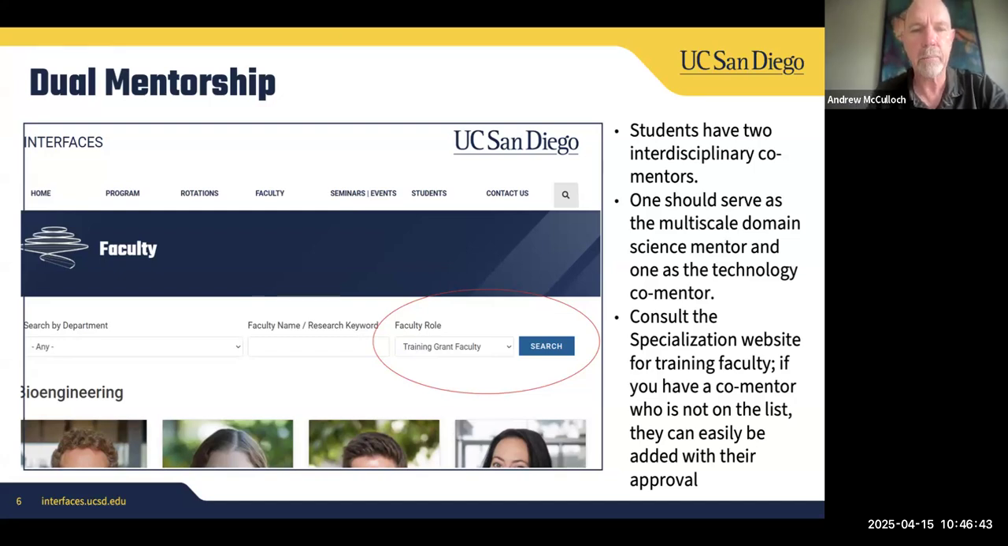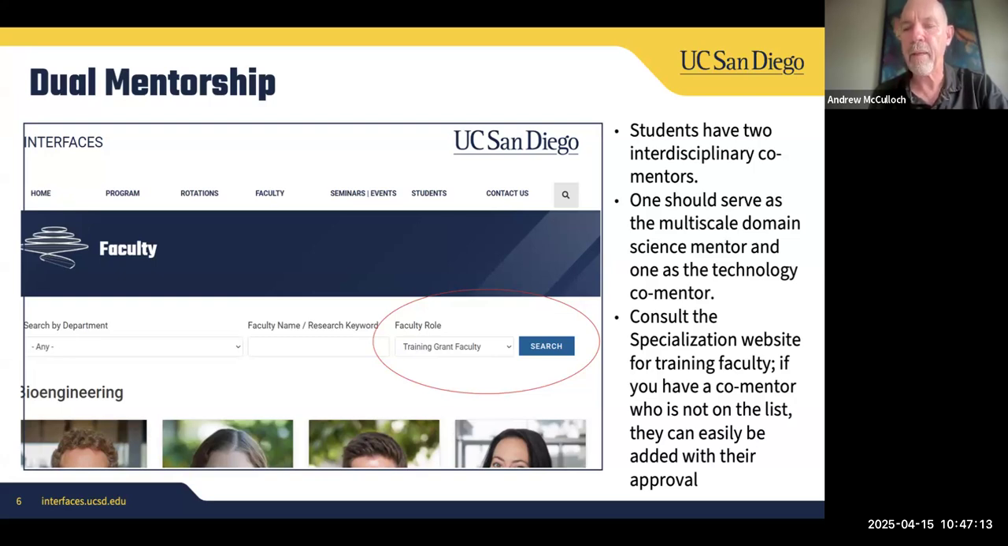We have a website with the program faculty, and if you have a co-mentor who's not on the list, they can easily be added with their approval. So most of the way this list formed was by the students saying, my advisor would like to be on this program too. So if you already have advisors and co-mentors and they're not on the list, the easy thing to do is to add them.